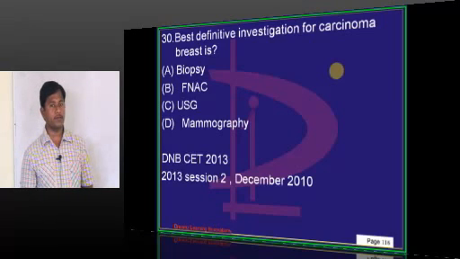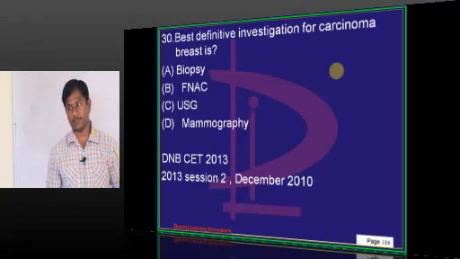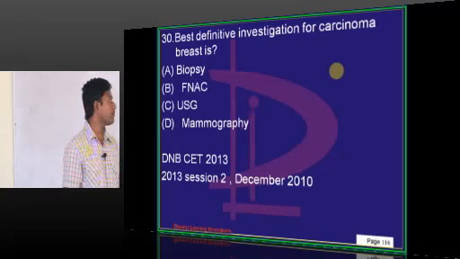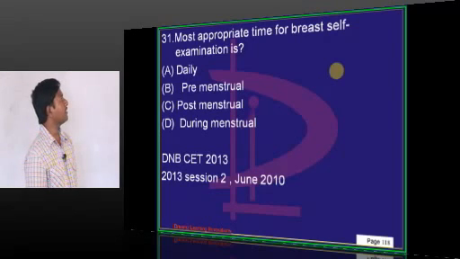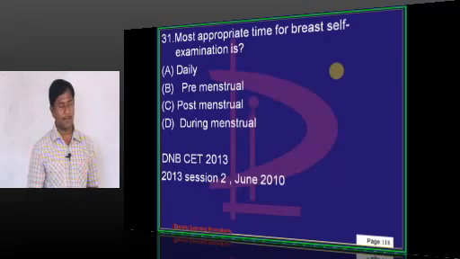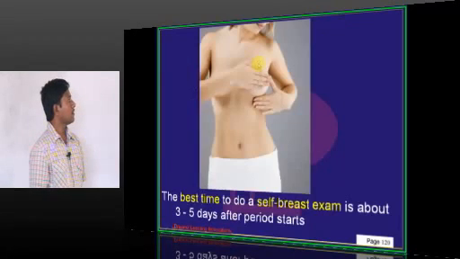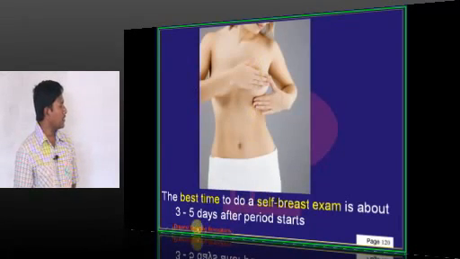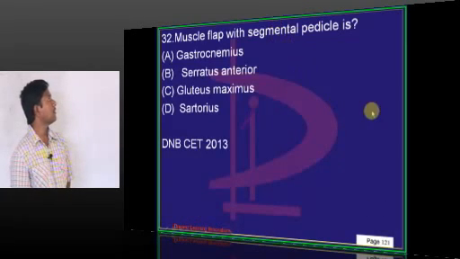FNAC or biopsy? Anywhere when it is called as best, it is always a biopsy. The most appropriate time for clinical breast examination is post-menstrual, that is the 3rd to 5th day, when the estrogen levels are at their peak.